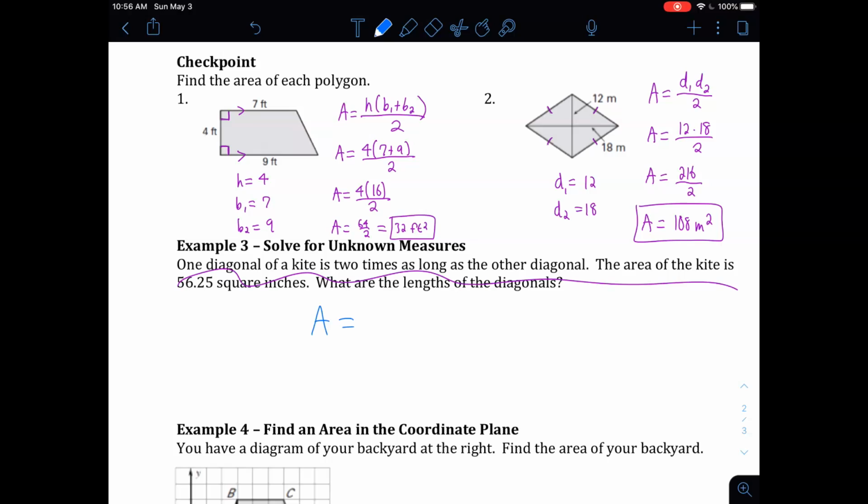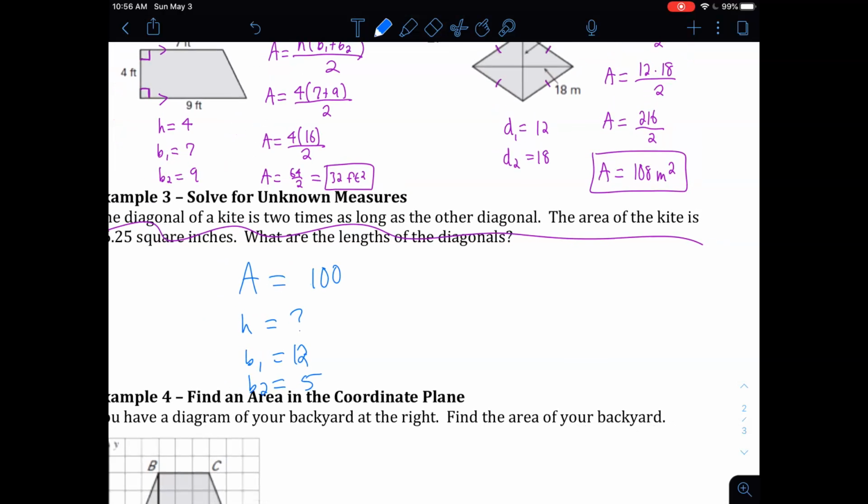So let's say the area of a trapezoid is 100. And let's say we're looking for the height. We have base 1 equals 12 and base 2 equals 5. Okay, so we're going to do a problem like this that I just made up, just so you guys are aware of how to do these types of problems, okay?